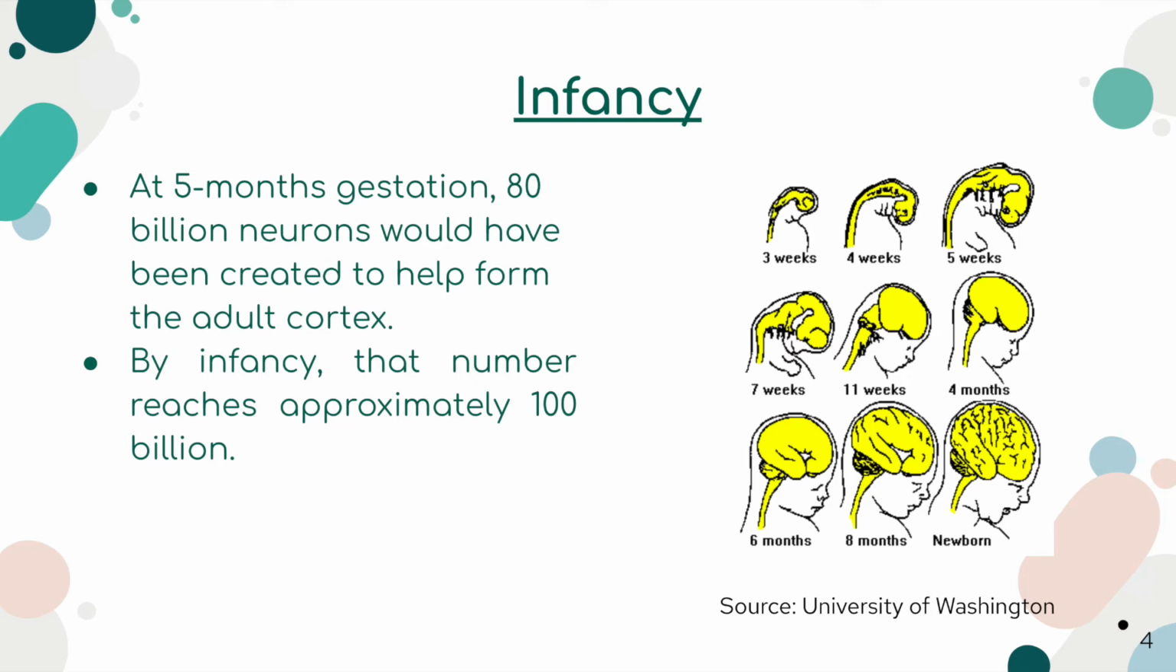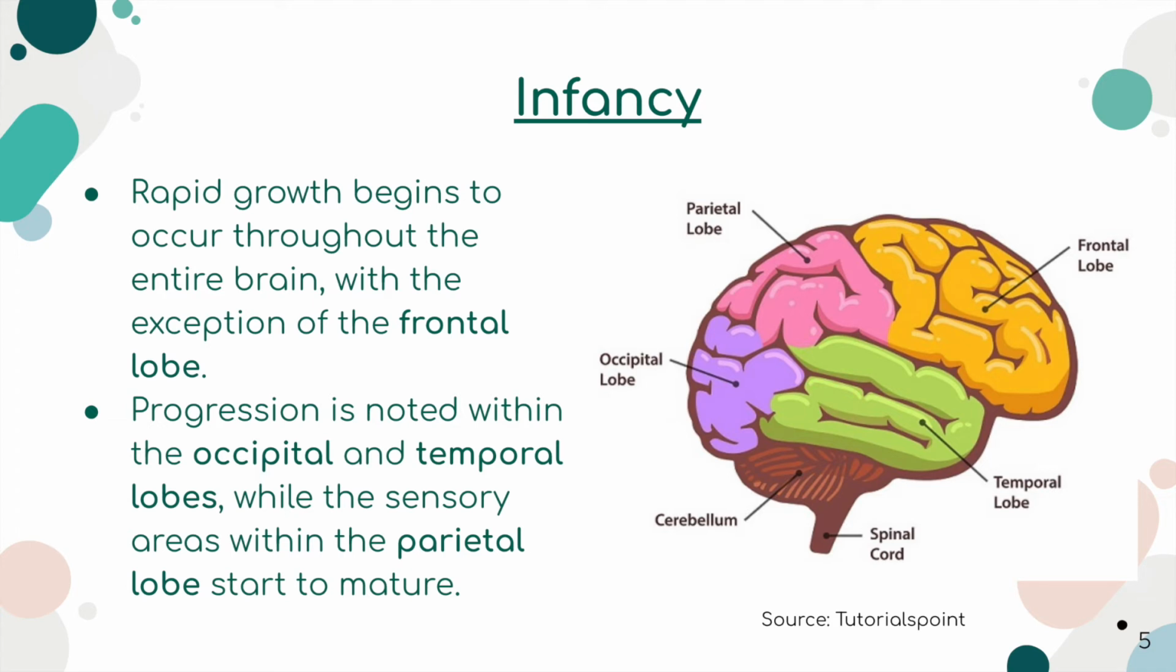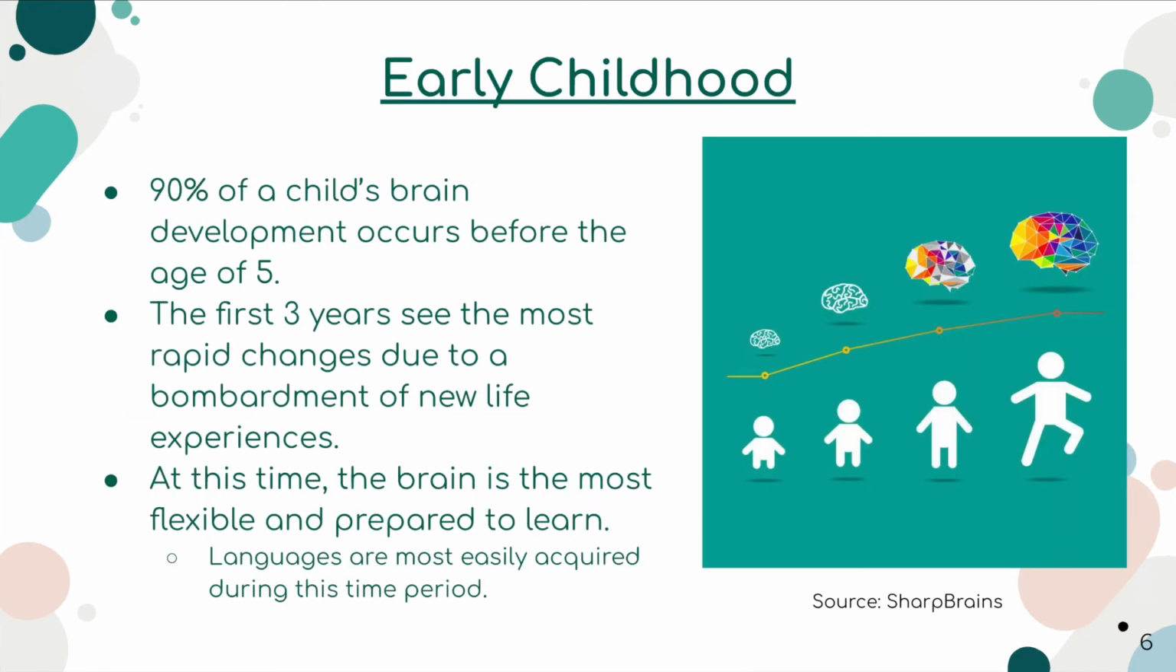During the completion of 5 months in the womb, 80 billion neurons would have been created to help form the adult cortex. By infancy, that number reaches approximately 100 billion. So infancy is quite the stage for brain development, as rapid growth begins to occur throughout the entire brain, with the exception of the frontal lobe. This is especially noted within the occipital and temporal lobes, while the sensory areas within the parietal lobes also start to mature.